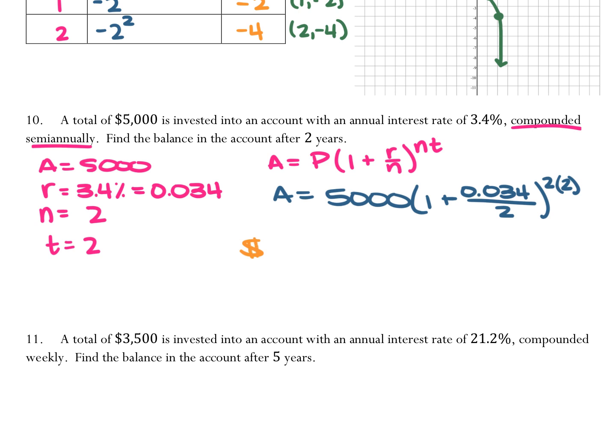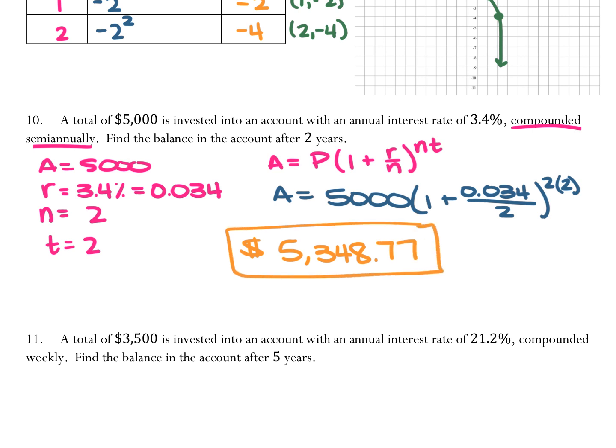We use our calculator for this. 1 plus 0.034 over 2 to the power of 4. And that gives us $5,348.77. Remember, with these, you need to round to 2 decimal places because you're dealing with money.